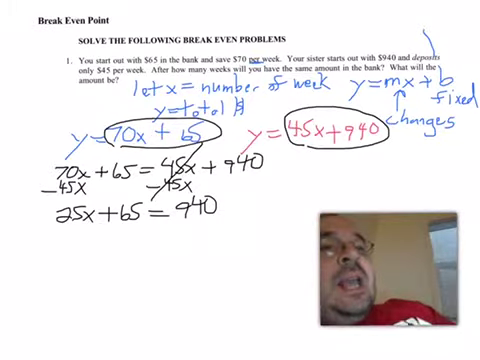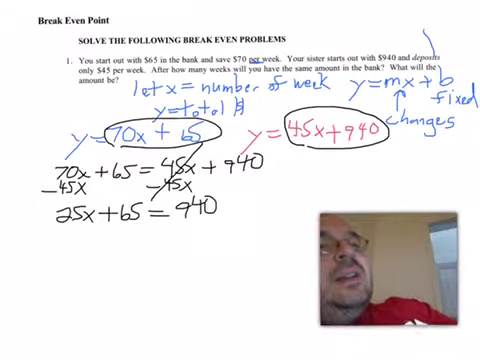Okay? And then now what I have to do, I have to get rid of this 65. So this number has to go with the other number. The x went with the other x. The number goes to the other side with the other number.